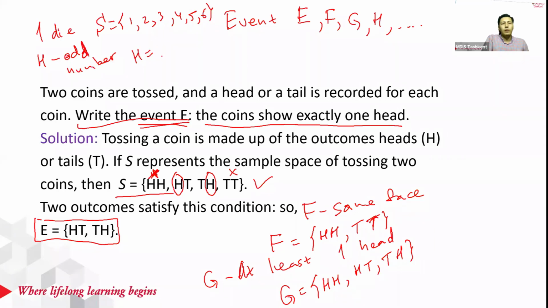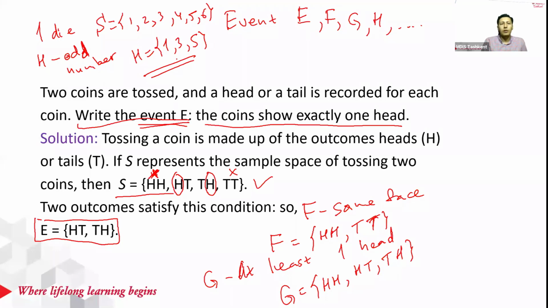So that means odd numbers are 1, 3, and 5. That's H. Okay, that is event. Next.